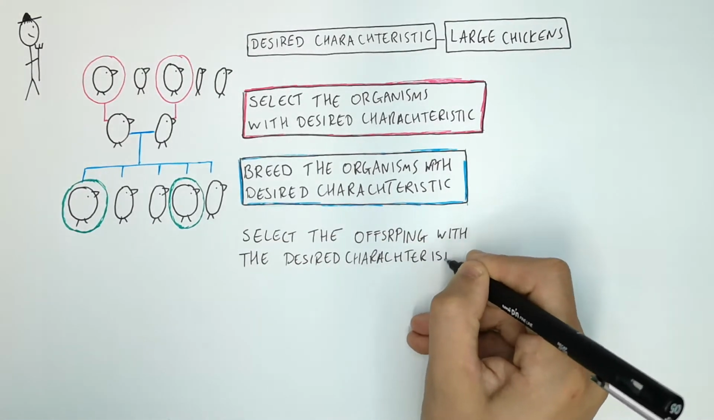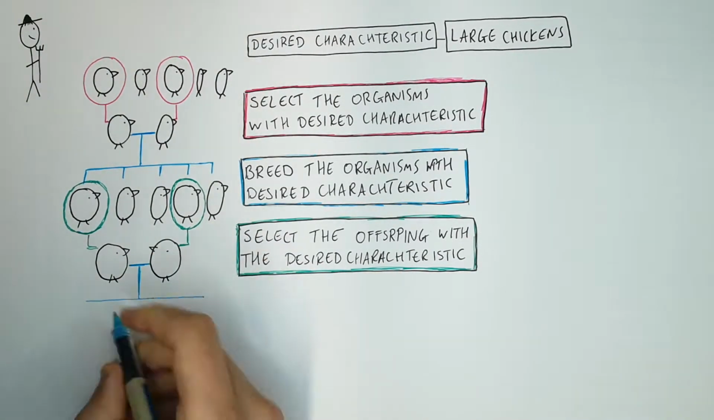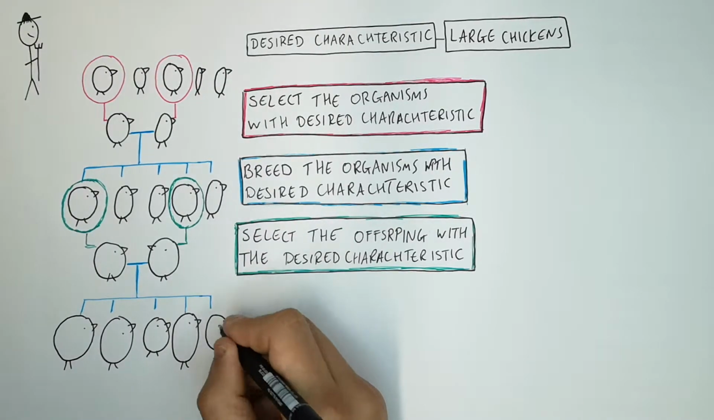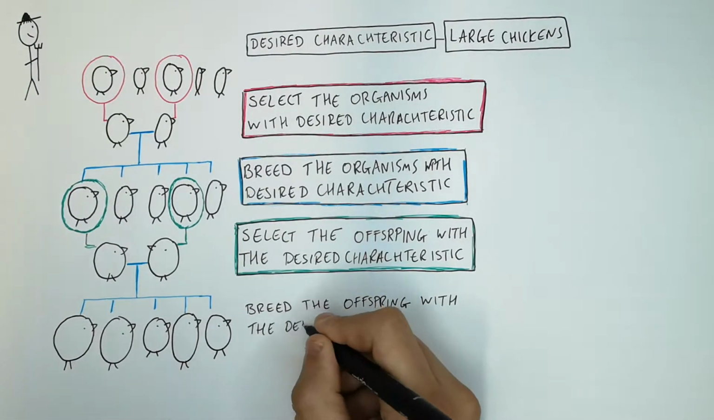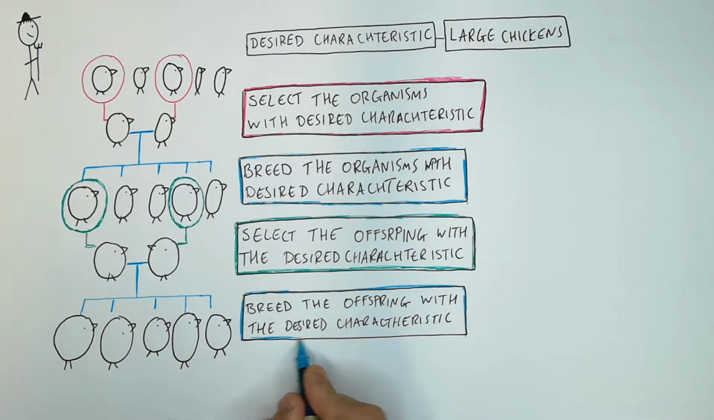And then you breed them together. So you're breeding the offspring together to form even more offspring that are even larger. So you breed the offspring with the desired characteristics together, and then hopefully you're going to form even larger chickens.